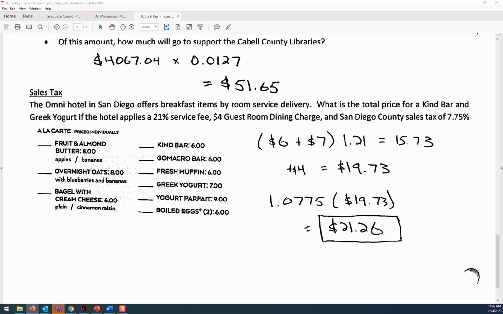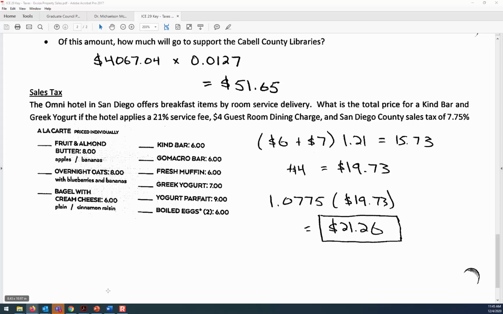So $19.73, and then you're up to 7.75% tax on top of that. So it ends up being $21.26 for a granola bar and a little cup of yogurt. Needless to say, I didn't eat in my room that day. I found someplace else for breakfast, but it's just kind of an interesting illustration of all of the add-ons that can occur just on something as simple as a granola bar and yogurt.